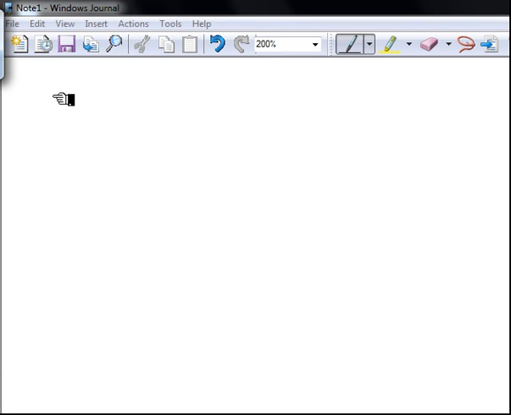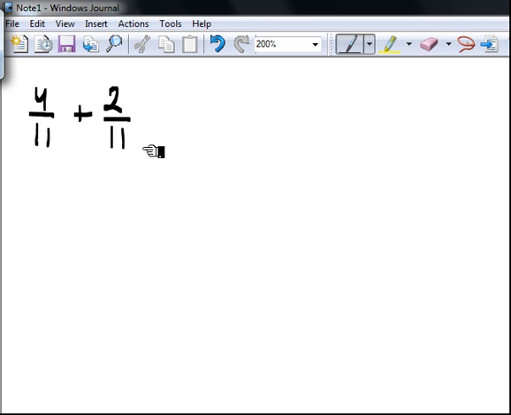Let's talk about adding and subtracting fractions and mixed numbers. If we have this type of exercise where we have fractions and we have the same denominator, the same number down here. So in this example we have 11ths, okay? Then it's going to be simple because we just think 4 plus 2 plus 1 is 7. And down here the denominator is going to be 11, so it's going to be simple.